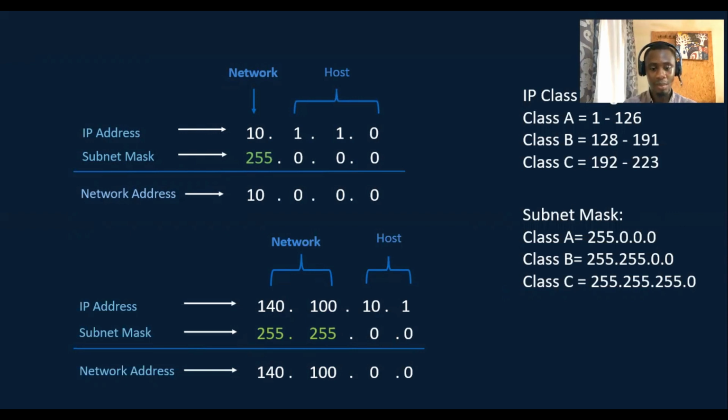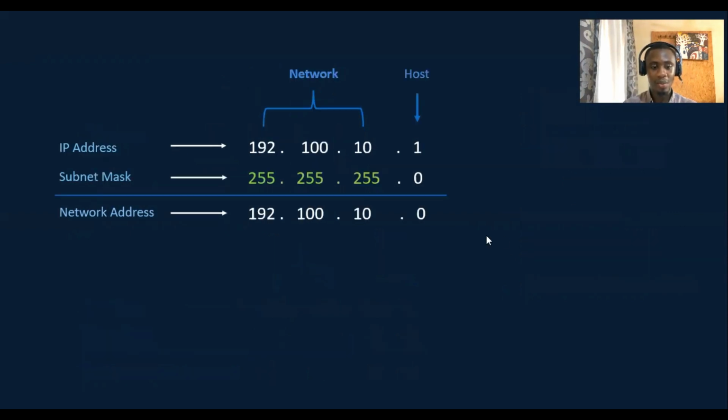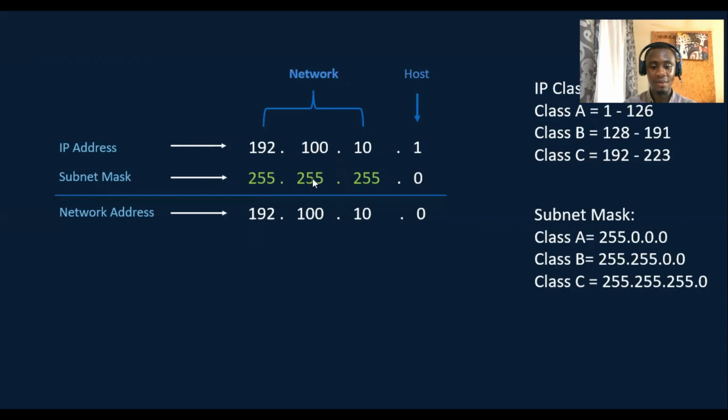Let's take one more example. So in the next example, we have 192.100.10.1 and the subnet mask is 255.255.255.0. So in this case, we have three parts of the subnet mask being 255. So to know the network address, you bring its corresponding values in the IP address. So that will be 192.100.10, and the last value will be 0. This will become very relevant very soon. So I hope you understand up to this point.